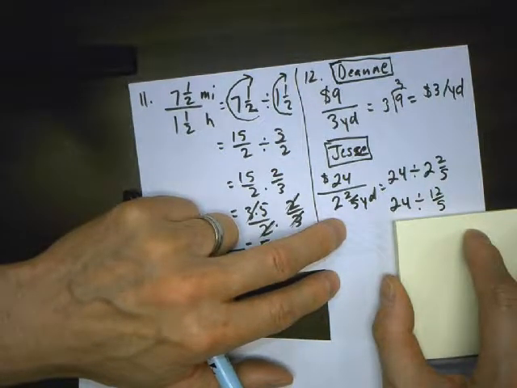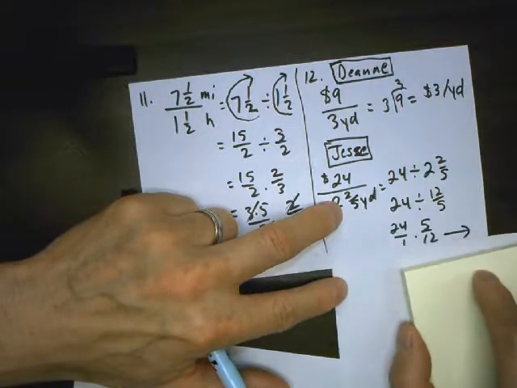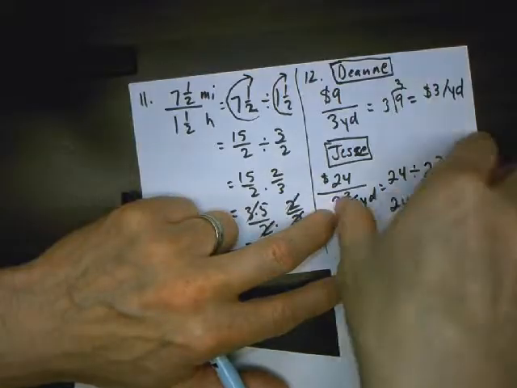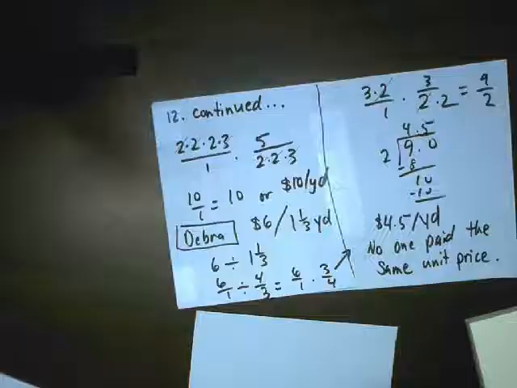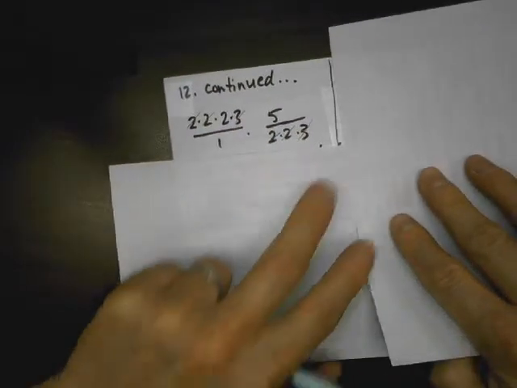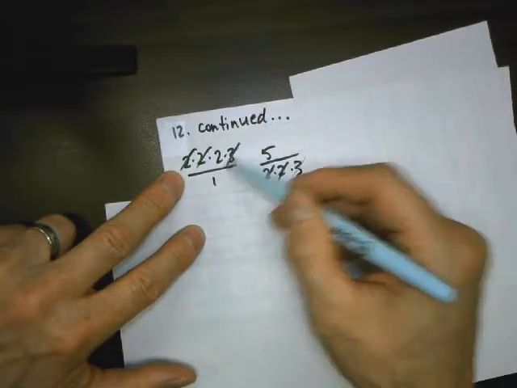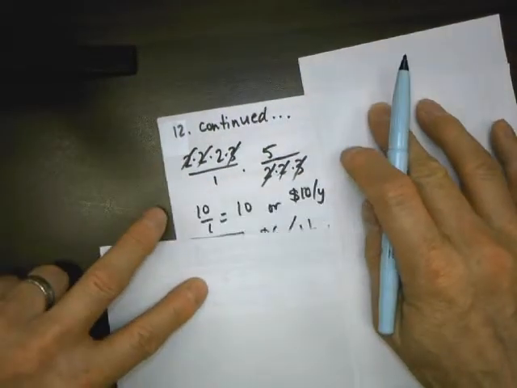Pause this video if I'm going too fast and do it. And then I multiply by reciprocal. And then from there, again, factor trees, cross out your 1's. Let's see what that looks like. Factor trees, cross out your 1's. Okay. I got a 2 up here, a 2 down here, 2 up here, 2 down here, a 3 up here, a 3 down here. That's all that's left. So 10 means $10 per yard, because remember we had money on top. Money on top, yards on the bottom.